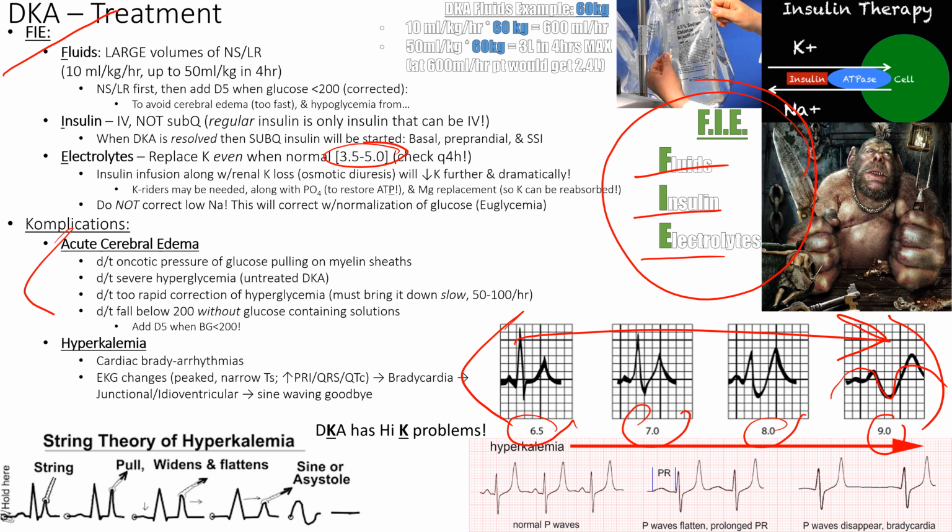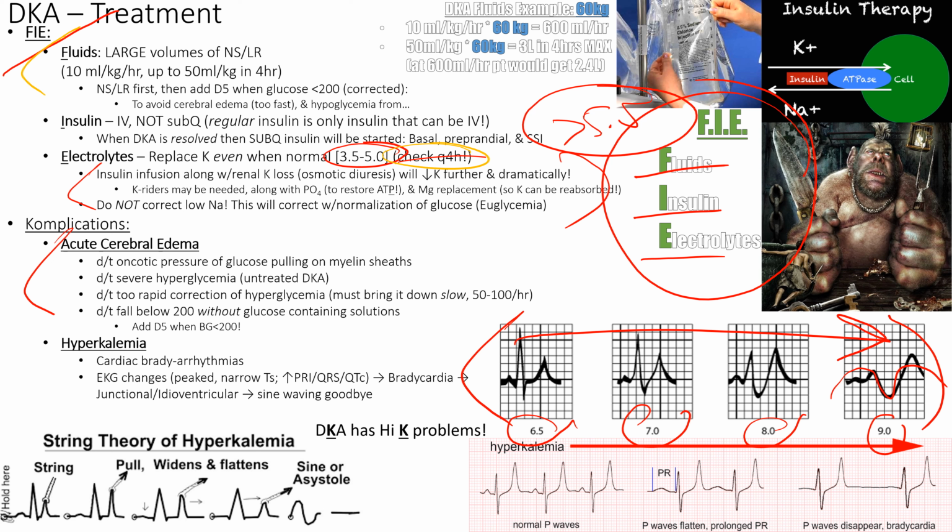So over here, 3.5 to 5.0, we're checking Q4 hours. We're making sure that the K is greater than 5.0. All right, and then going back to fluids, what's the priority between these? It's like they're all the same. You're going to have fluids and insulin, right? And then keep measuring the electrolytes to make sure the electrolytes are corrected, and we do that with the Q4-hour checks.